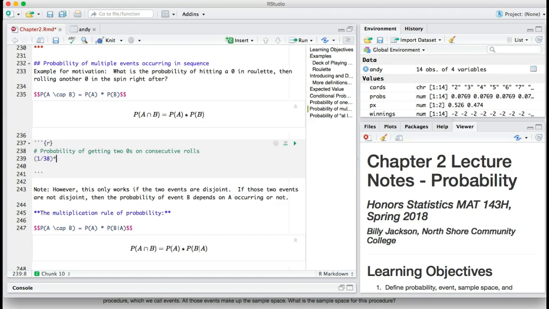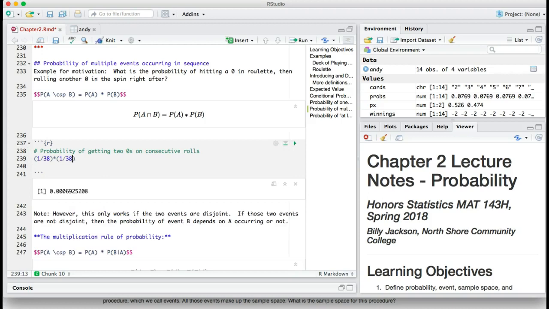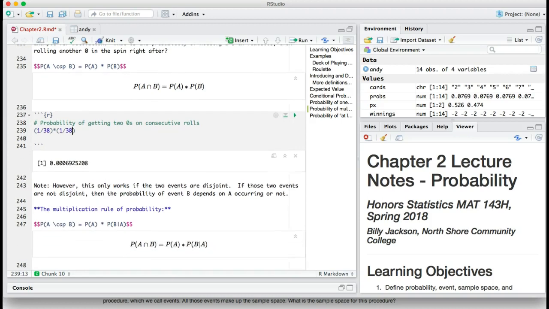Multiplied by the probability of getting a 0 on the next roll, which is also going to be 1 out of 38. So as you can see, the probability of getting 2 zeros on consecutive rolls is very unlikely, and that is found by multiplying the two probabilities. However, this only works if the two events are independent.